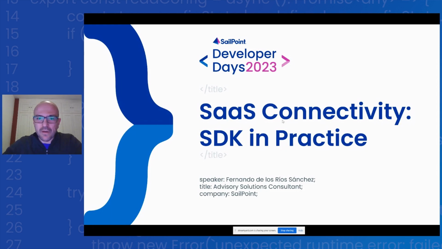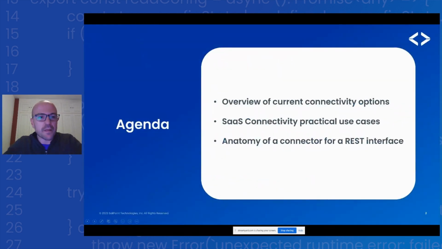This is going to be a short session. You must be tired already. Three items basically. I think it's important to have an overview of the current connectivity options that we have, from a historical perspective as well. Then SaaS connectivity practical use cases, because SaaS connectivity is not only for SaaS, as we will be able to find out. And finally, we're going to have a practical session and show you the anatomy of a connector for a REST interface.